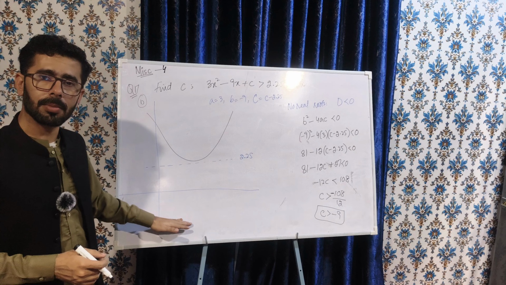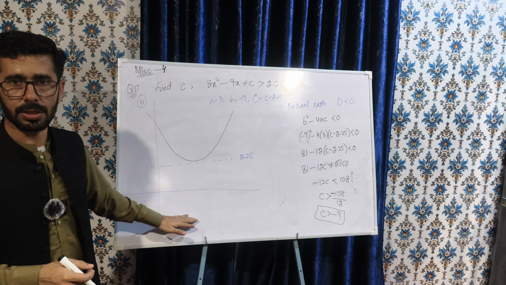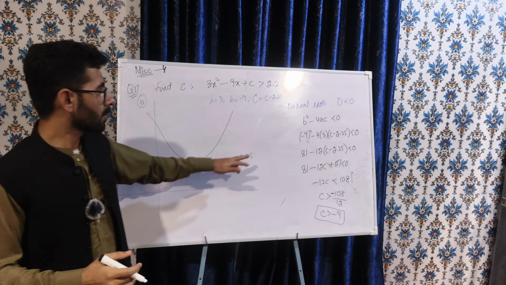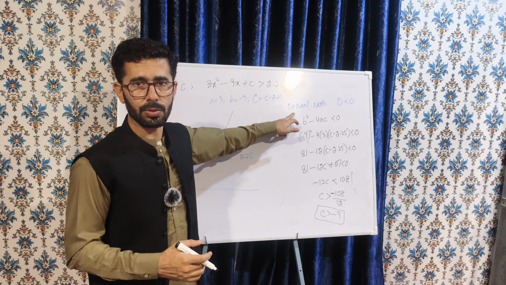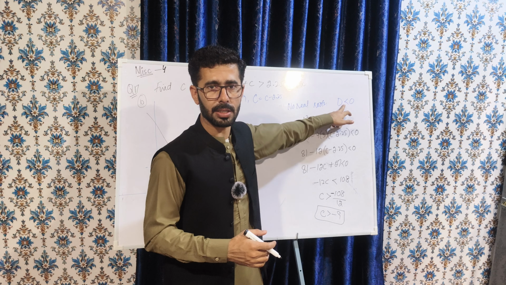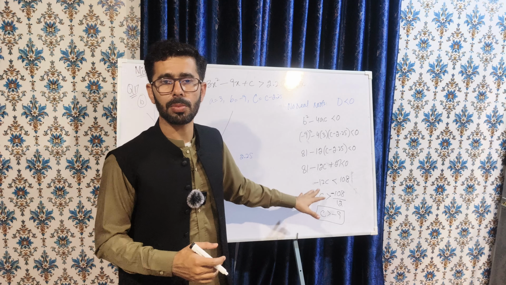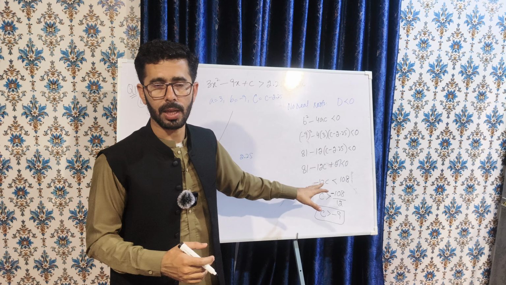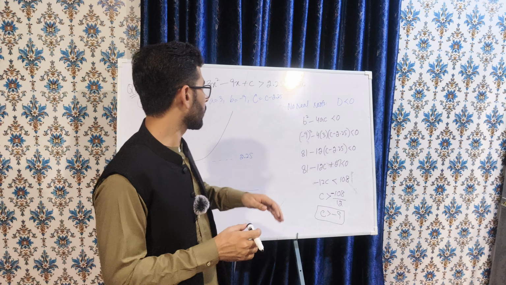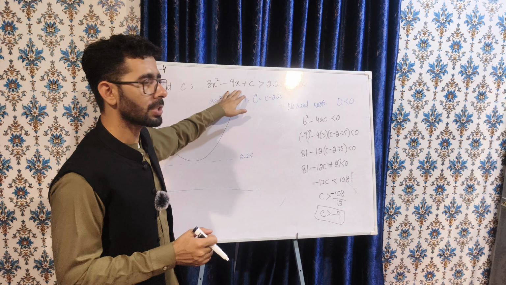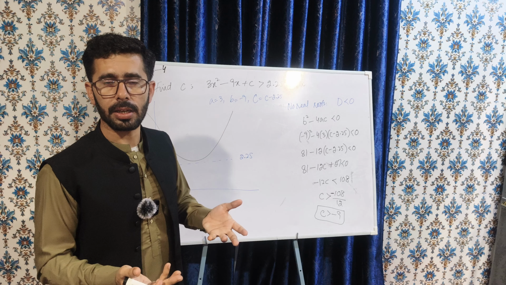is even bigger than 2.25, that means the entire curve stays above 2.25 on the y-axis. That means it will never come down and will have no real solutions for all values of x. So if you can never have any real solutions, that means your discriminant is less than 0. So this question needs to be solved under this condition. Otherwise there's no way you can find the value of c, because what value of x will you put in order to find the range of c?